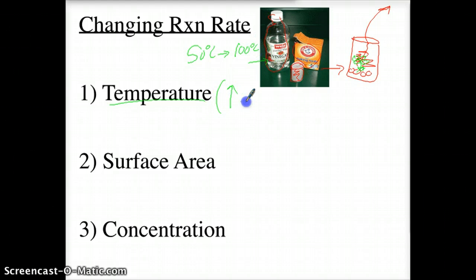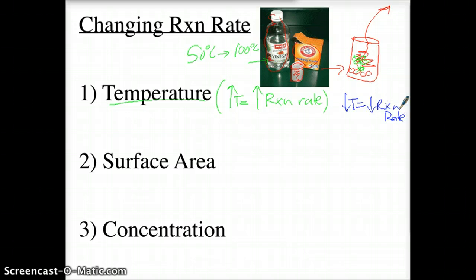If you increase the temperature, what is that going to do to the rate of the reaction? It is going to increase the reaction rate. They are directly related. Vice versa is also true. If you decrease the temperature, that's going to cause a slower reaction rate.